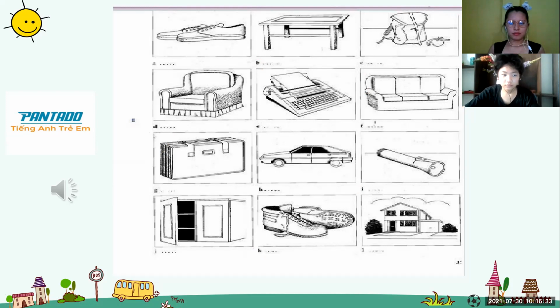2. There's plenty of room inside for your clothes. It's big enough to take everything you need when you're going on holiday.